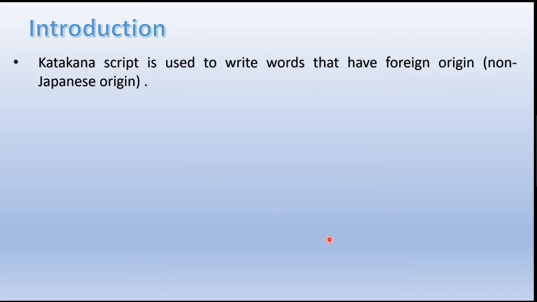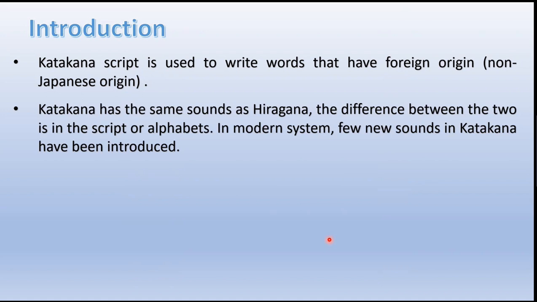Katakana script is used to write words that have foreign origin, that is, to write the non-Japanese words or the words that have been imported into the Japanese language from foreign languages. Katakana has the same sounds as hiragana. The difference between the two is in the script or the alphabets, that is, the way they are written. So this means in the Japanese sound system, the sounds are common whether we write it in hiragana or in katakana. However, in the modern system, a few new sounds have been introduced in katakana so that foreign language words can be pronounced or written more accurately.